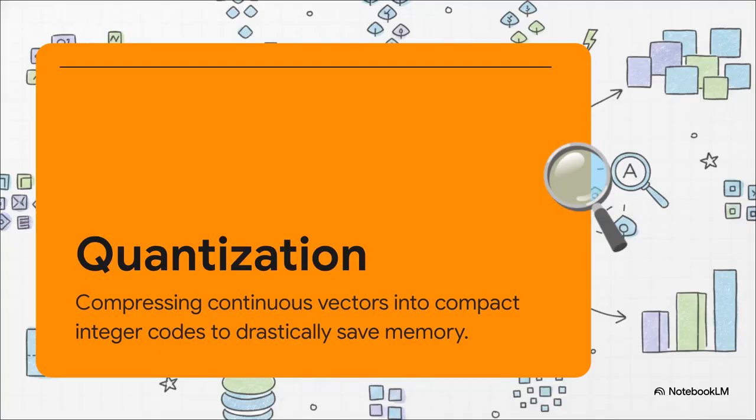Simply defined, quantization is a compression method. It takes a continuous multidimensional floating point vector and converts it into a tiny, highly compact integer code. Instead of hoarding these massive strings of decimals, you're storing a simplified code, which drastically saves memory. This is what allows those vast, sprawling datasets to fit right into fast RAM instead of dragging along on slow disk storage.